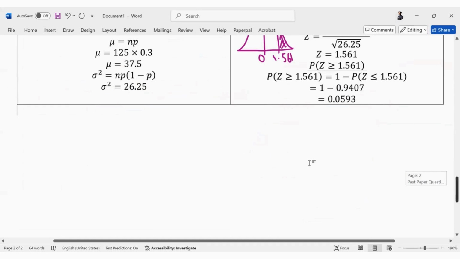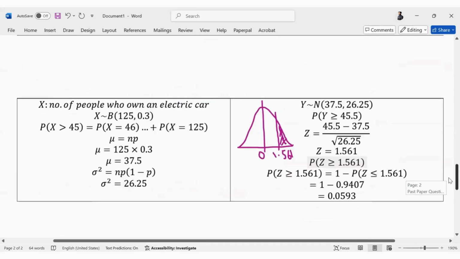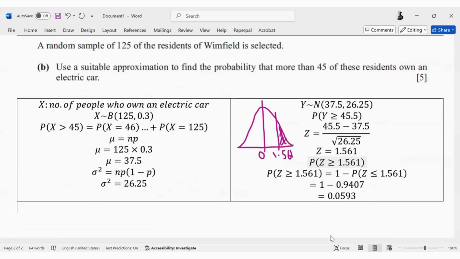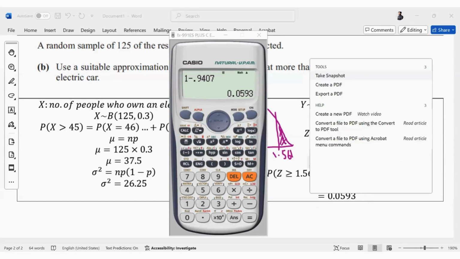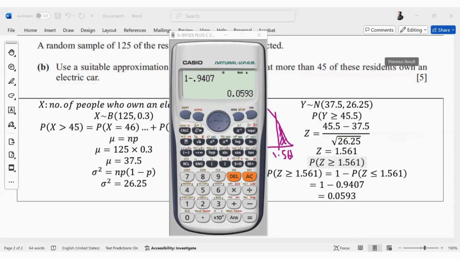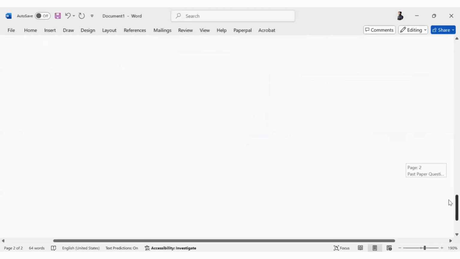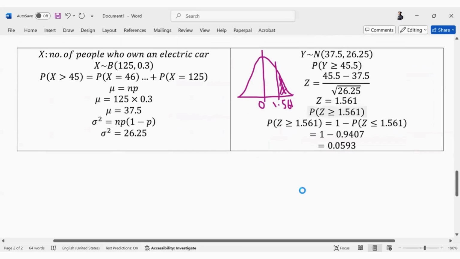We'll do another question. I hope this one is clear. It's a very interesting question. It covers the discrete random variable, and in the last part we will go to approximation.